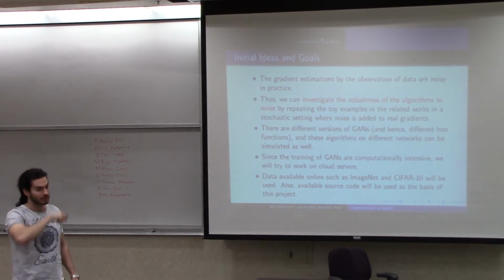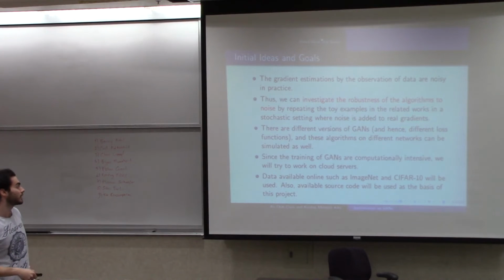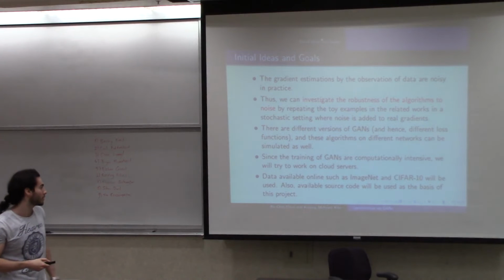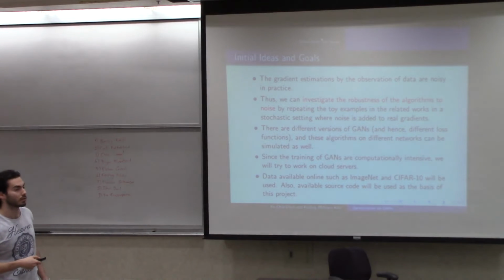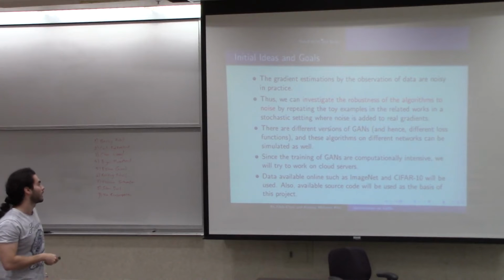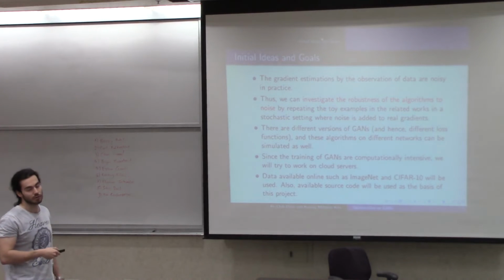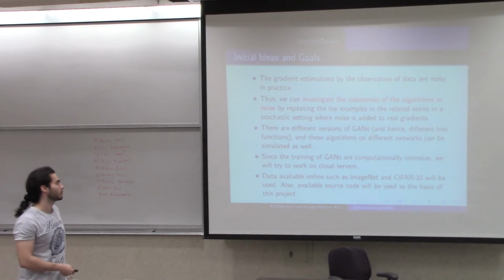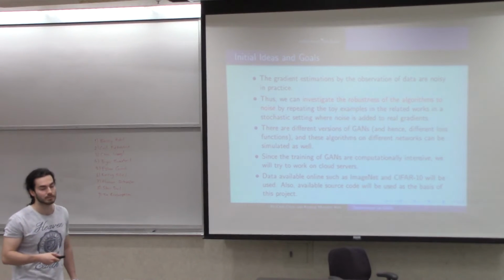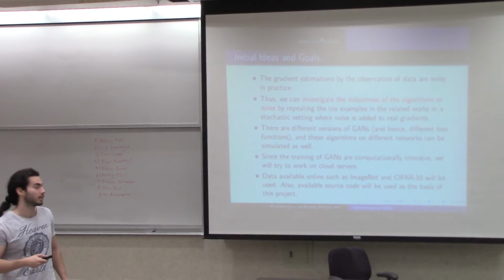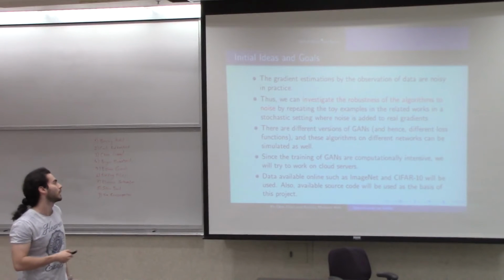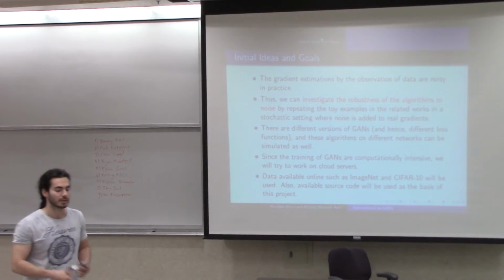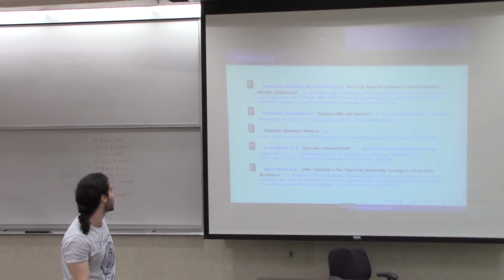From the implementation perspective, training of GANs is computationally intensive, so we should work on cloud servers such as Google Cloud or AWS. We have source code from the previous work, and we will reuse that code to, in the first step, reproduce the results in the papers, and also, by modifying them, we want to investigate the characteristics of the local Nash equilibria.